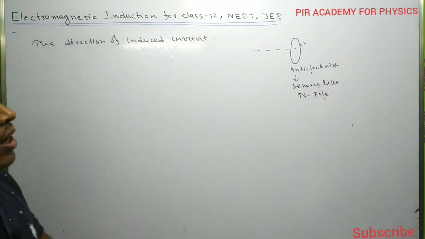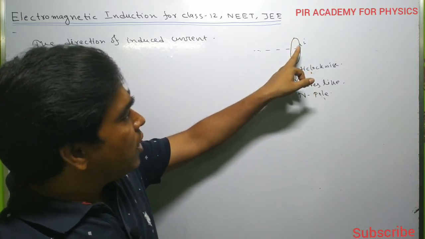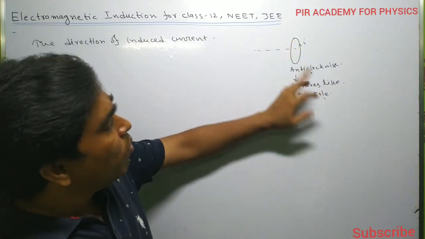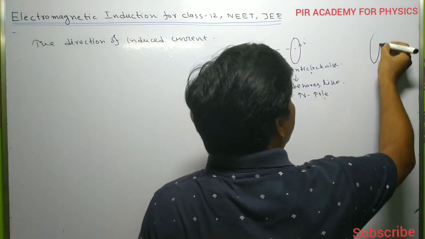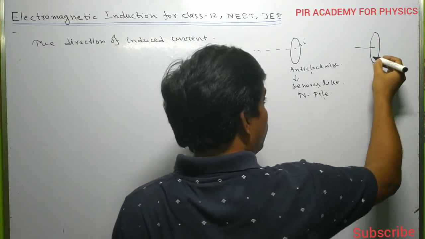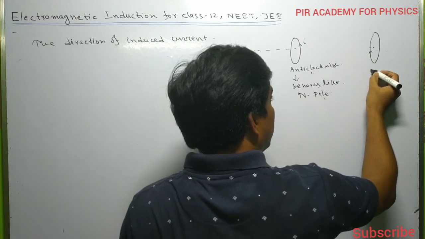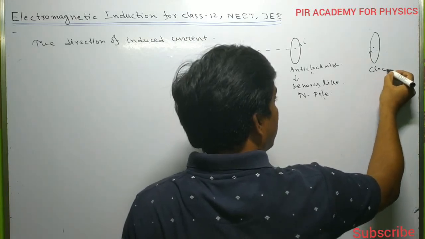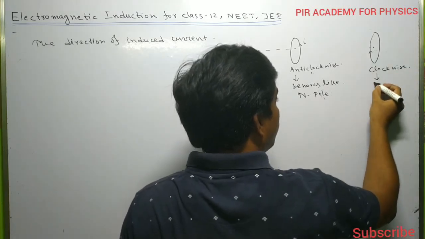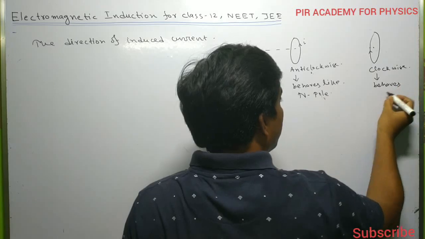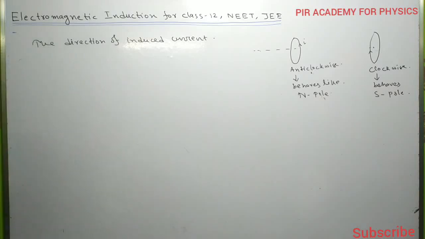If the induced current direction is anti-clockwise, then this loop behaves like a north pole. If the induced current on a loop is along this direction, that means clockwise, then this loop behaves like an S pole, that means south pole.